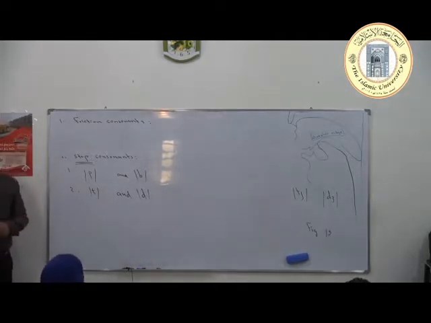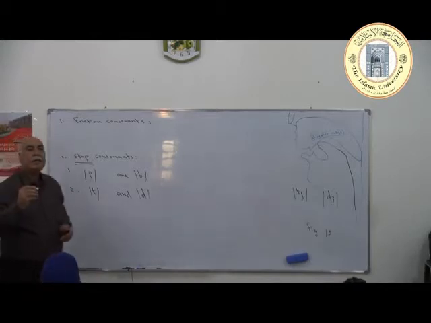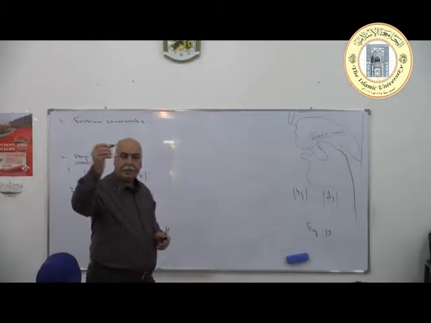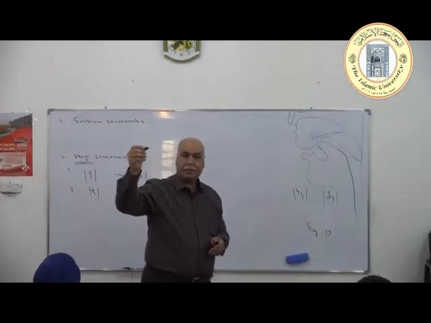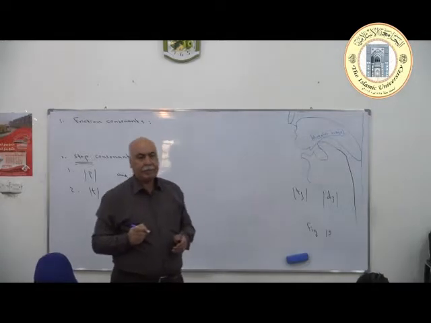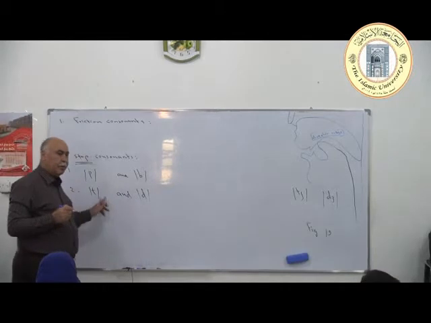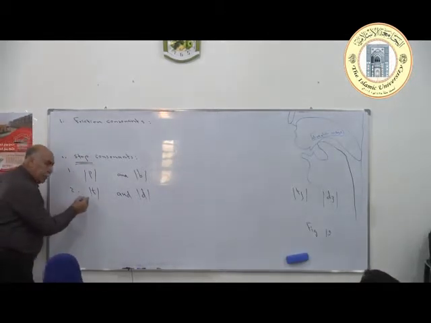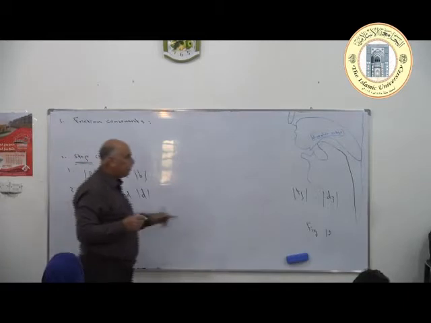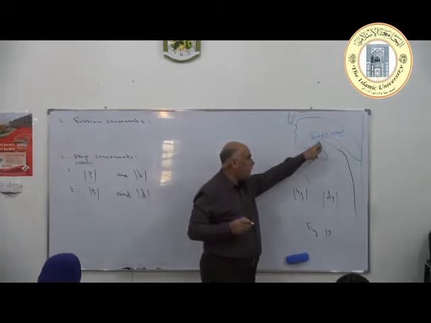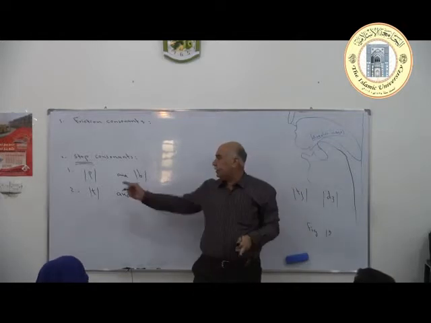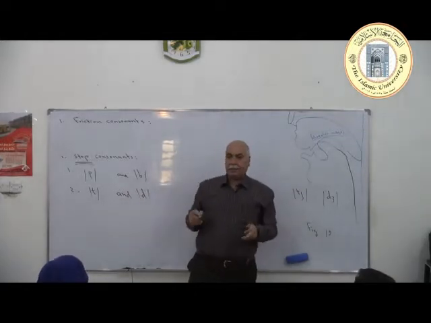What is the reason of the stoppage when producing T and D? Yes, it is produced by the tip of the tongue and the alveolar ridge. Good. The tip of the tongue with the alveolar ridge. The result is T and D.